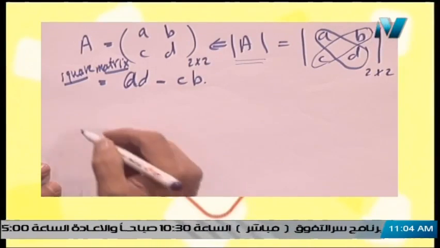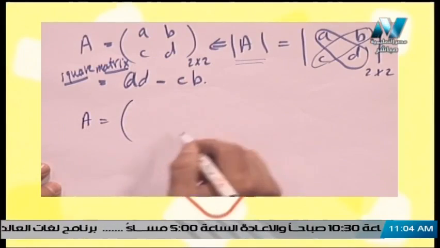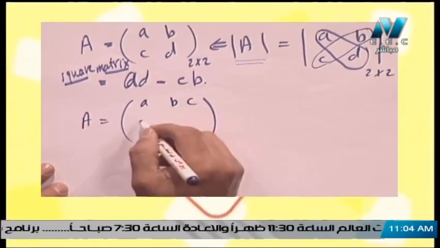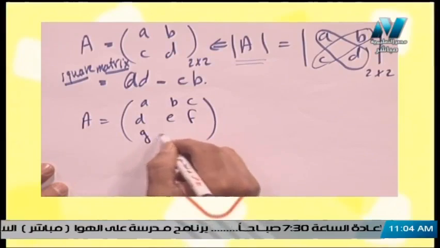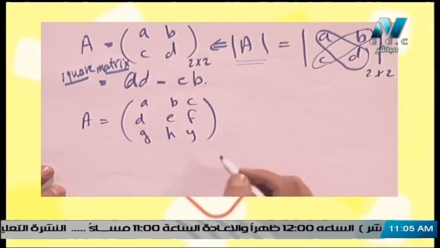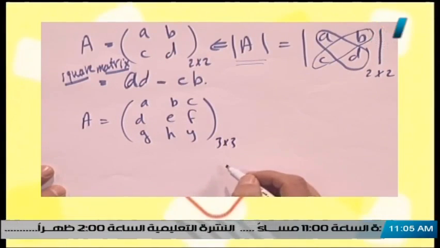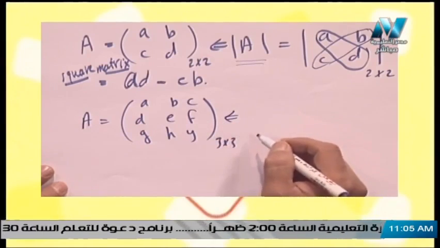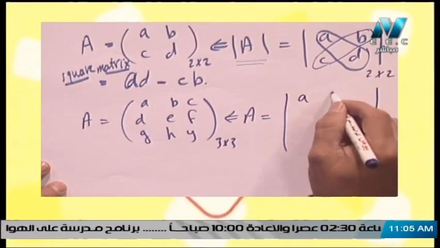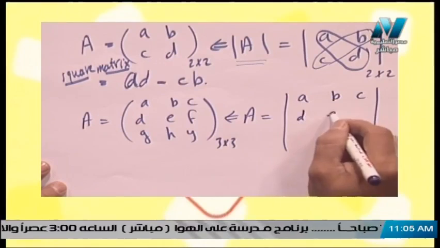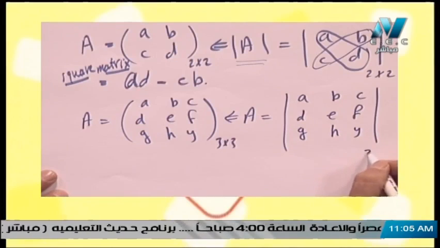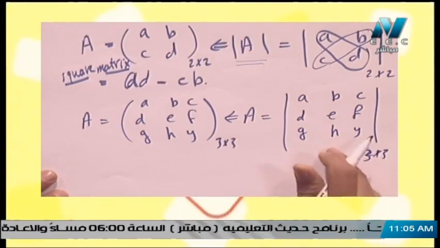We have another determinant if we have A equal to a square matrix like that, A, B, C, D, E, F, G, H, I. If we have a matrix like that, it's a square matrix and it's a 3 by 3 matrix, and we can find its determinant, which will have the same elements A, B, C, D, E, F, G, H, I. So it's the third degree determinant.